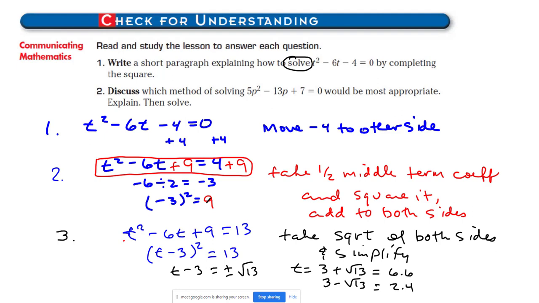Okay, let's look at number 2. Let me see if I can get some more space here. Let me hide this. Let's see if I can extend the page. I don't see that I can extend the page, so I'm going to insert a page here.